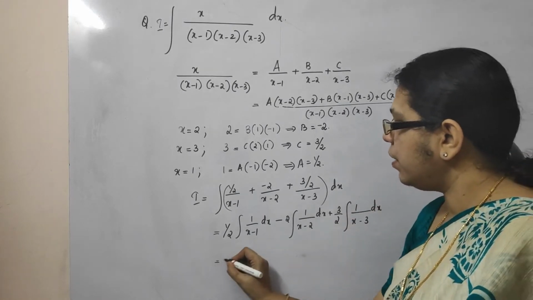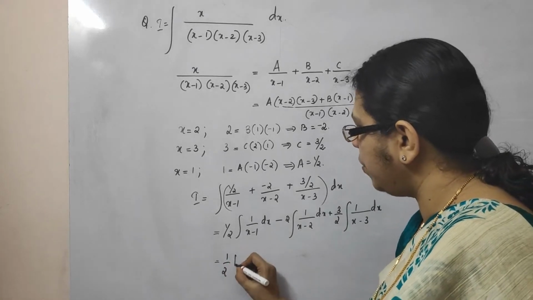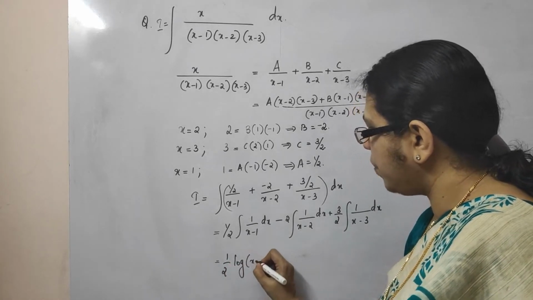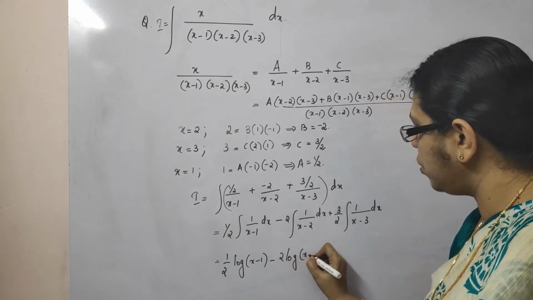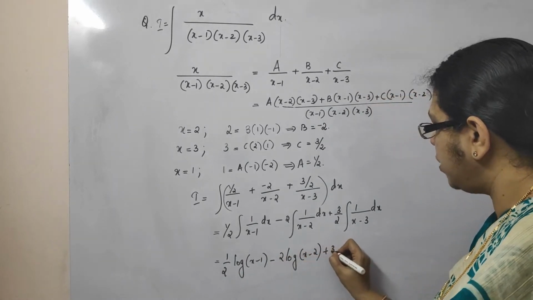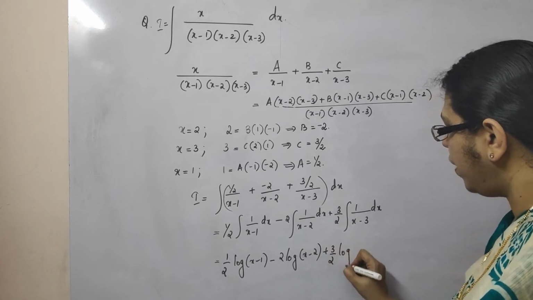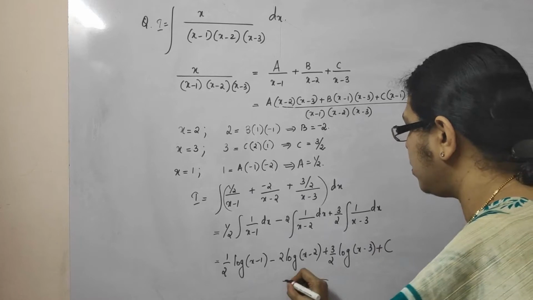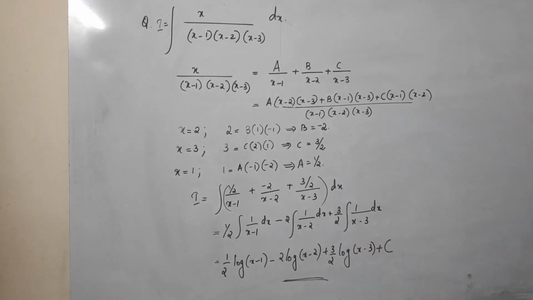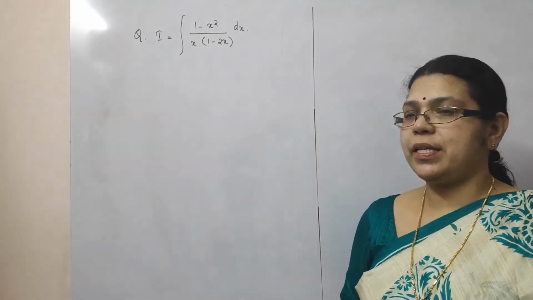Now what is the integral of this? I can readily write 1 by 2 into log of x minus 1 minus 2 into log of x minus 2 plus 3 by 2 into log of x minus 3 plus c. So this is the final answer that I am going to get using partial fractions. Okay, go through it. Now we move on to the next question.